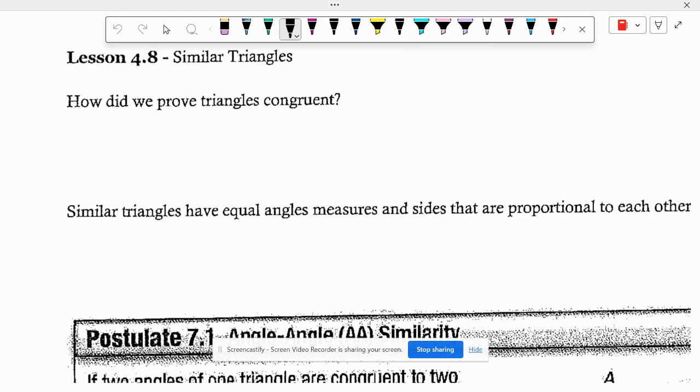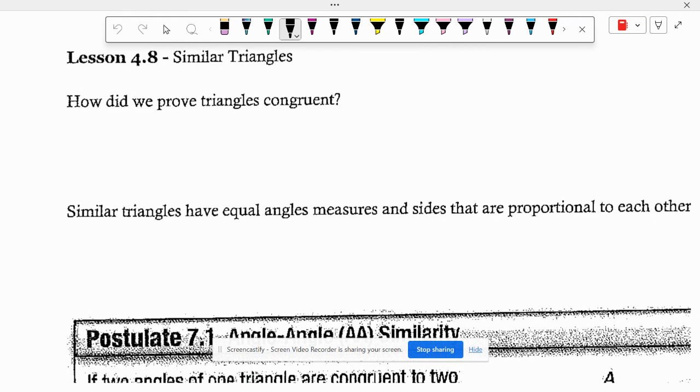Anybody? I mean, you have your note packet right in front of you. Look at the triangle congruence theorems that you've learned already. Chandler, what is one theorem that you've learned to prove triangles congruent?